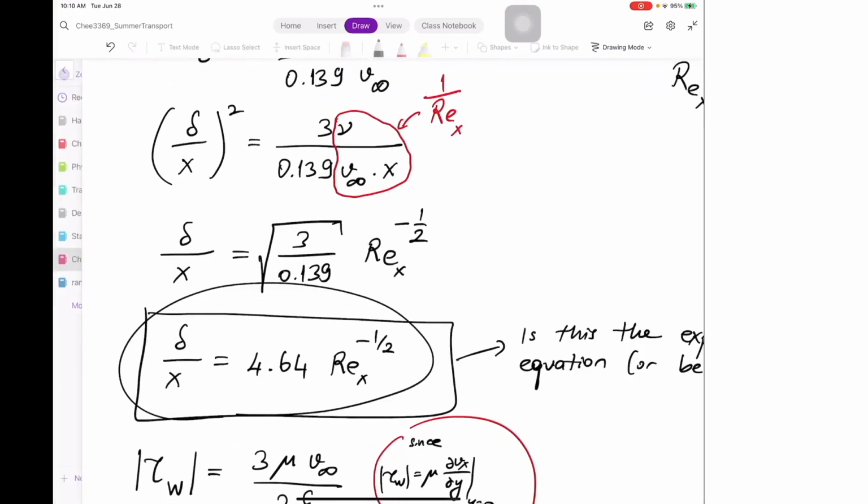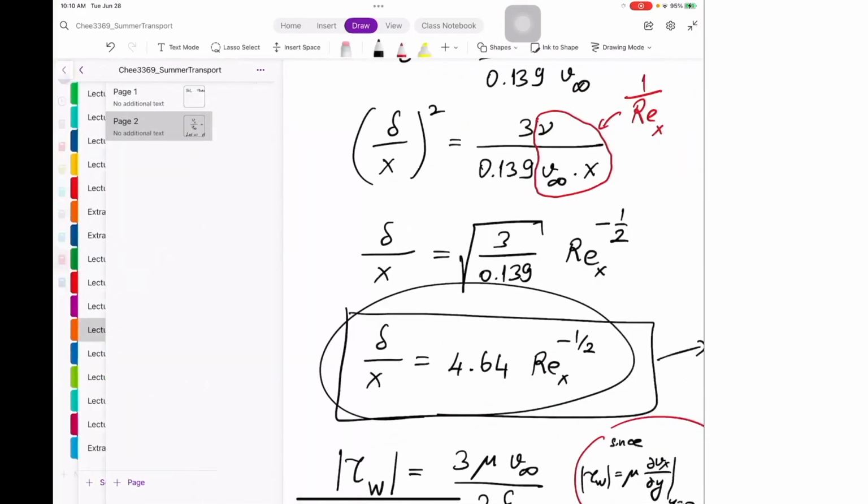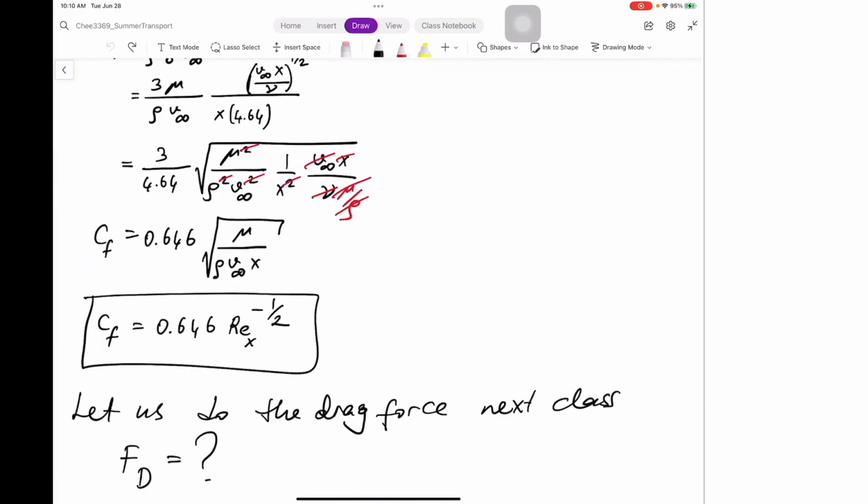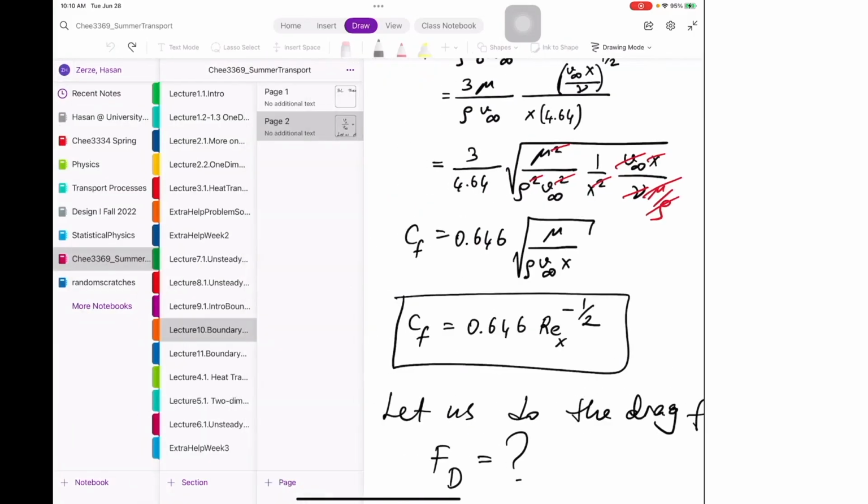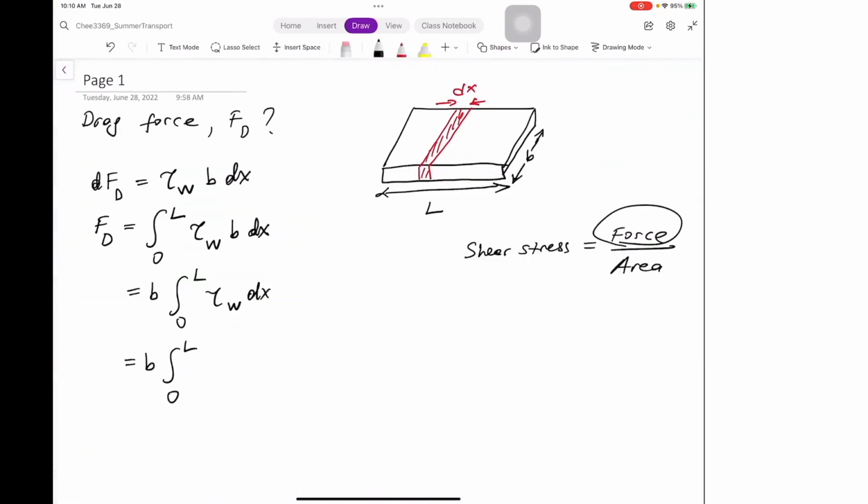This expression. So, you can use this to get the following: 3 mu V infinity divided by 2 delta, but delta is a function of x. Instead of delta, I'm going to write down... what was that?